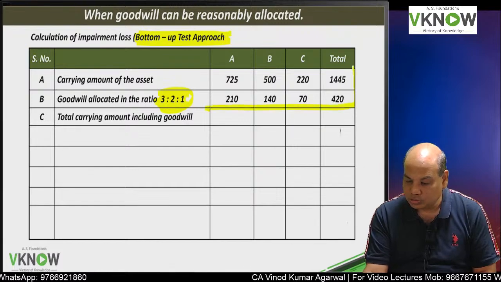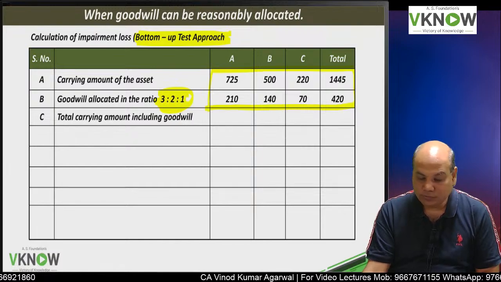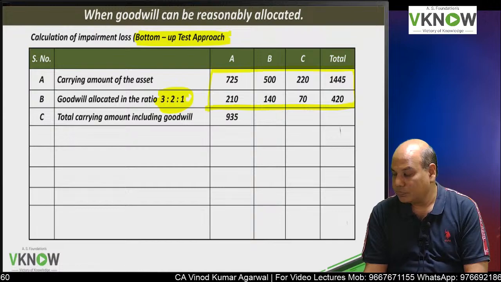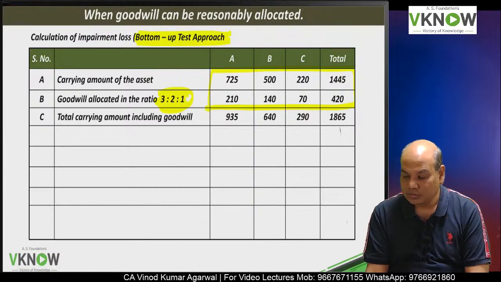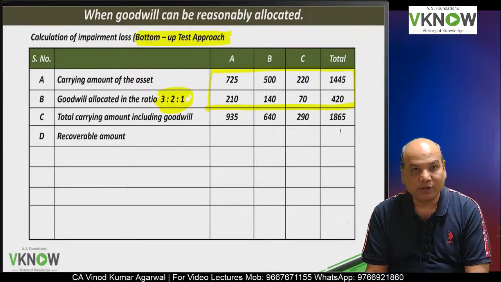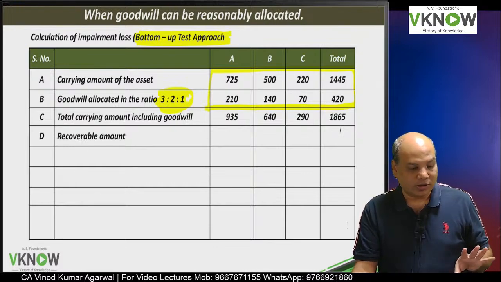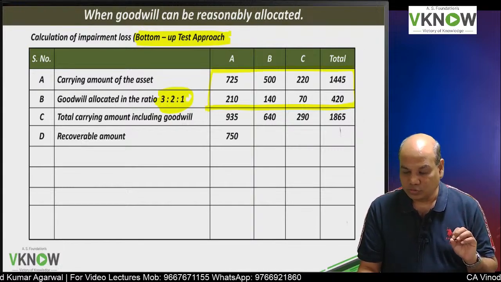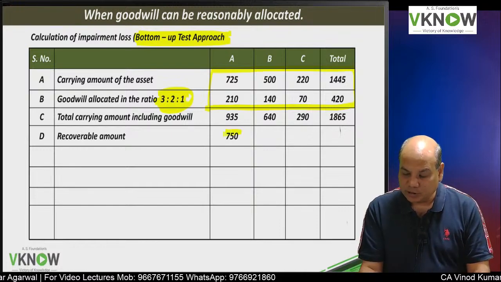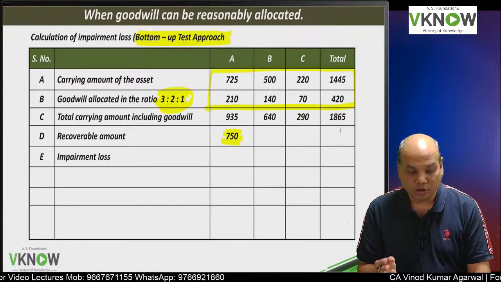Take the total on your own, write below. First you will write, then I will check. Total carrying amount including goodwill is 935, 640, 290, 1865. Recoverable amount. They have given you recoverable amount only for unit A, because they think that unit A might be impaired. Other units they don't think are impaired. So you are going to only write the recoverable amount of unit A. B and C are not given. If not given, you can't do anything.